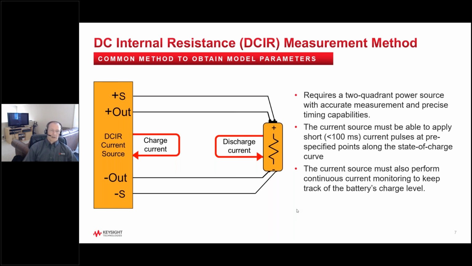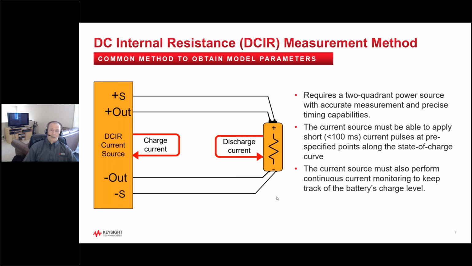Again, you have to have some sort of current source, but the point is you need a two-quadrant source, because in order to measure both charging and discharging, you obviously have to have a way of sinking current as well as sourcing current. The other factor is that the current source has to be able to supply fairly short current pulses at pre-specified points along the state of charge curve. Let me emphasize, you can't just use any old two-quadrant supply, because it has to have very accurate measurement capabilities and very good timing resolution as well.